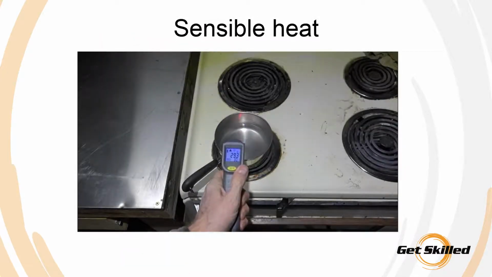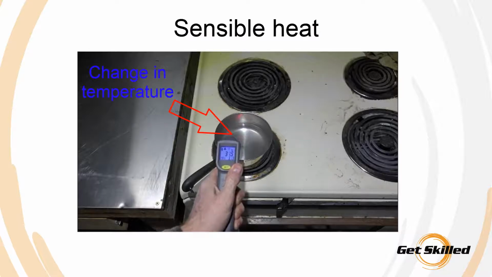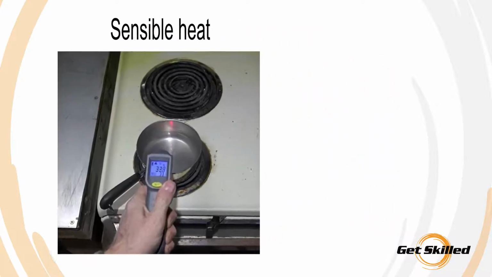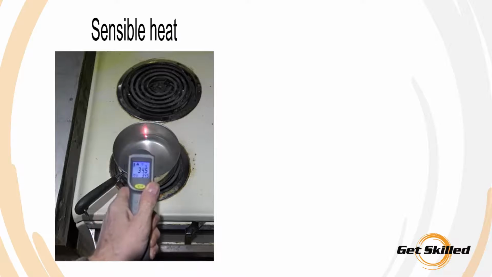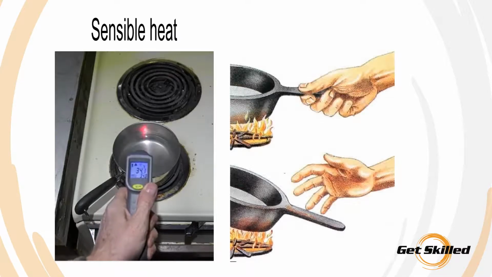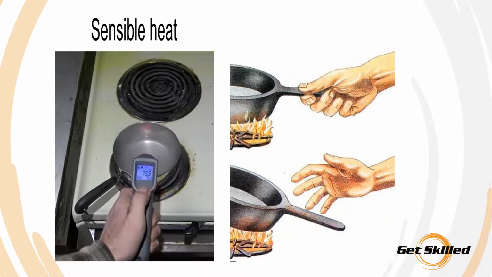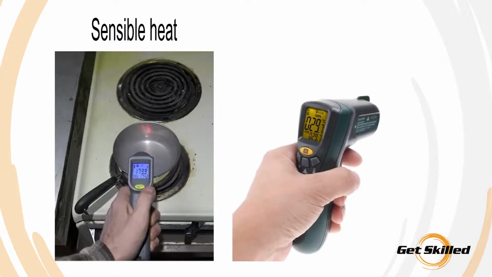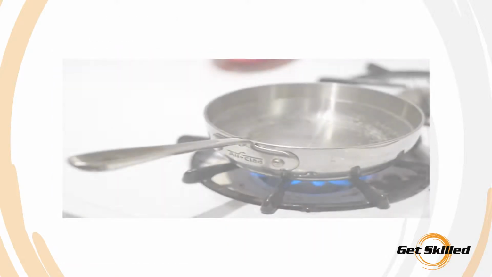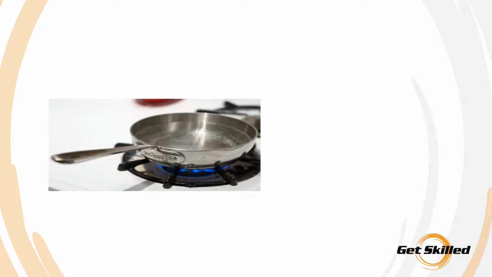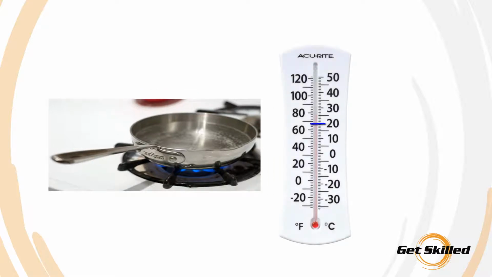Sensible heat is defined as heat which causes a change in the temperature of a substance. The term sensible is applied to this particular heat because the changes in temperature can be detected with the sense of touch and can be measured with a thermometer. For example, water can be heated from 25 degrees Celsius to 50 degrees Celsius without changing state.